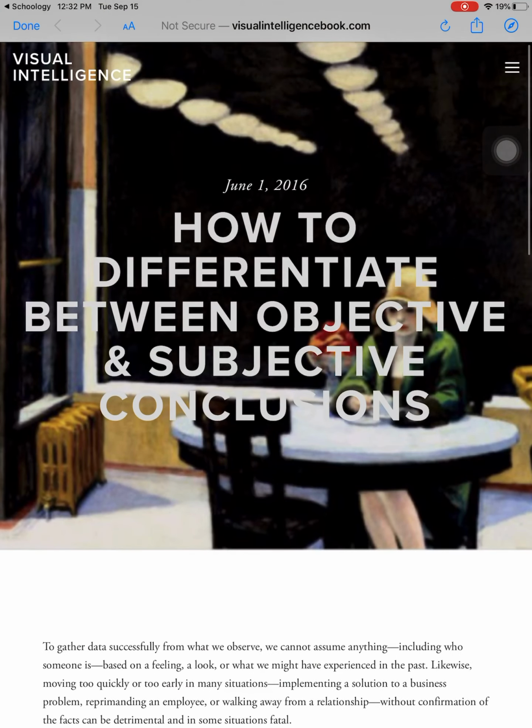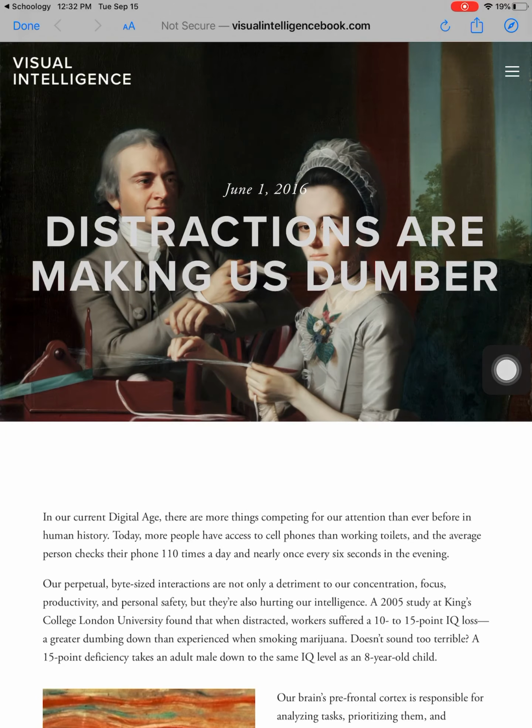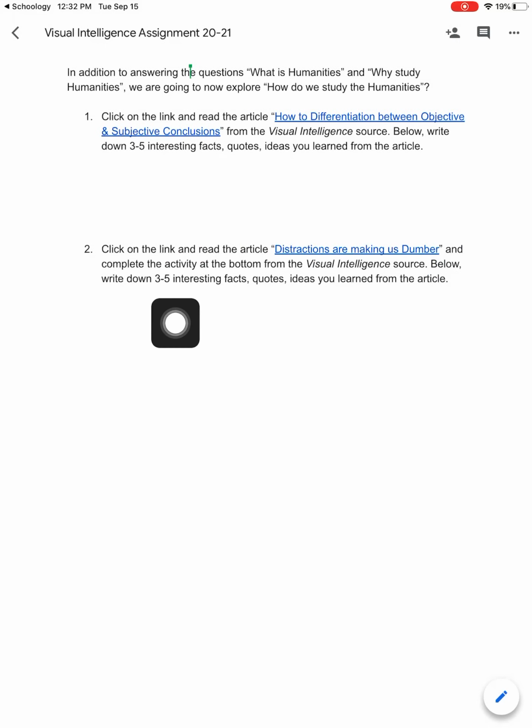But we're going to have you be active by coming back here and writing down 3 to 5 interesting facts, quotes, and ideas you learned from this article. So this is a chance for you to summarize and think about some takeaways. And then you're going to do the exact same thing with this article. You're going to click on it, open it, read it, then come back here and type in 3 to 5 interesting facts, quotes, ideas you learned.